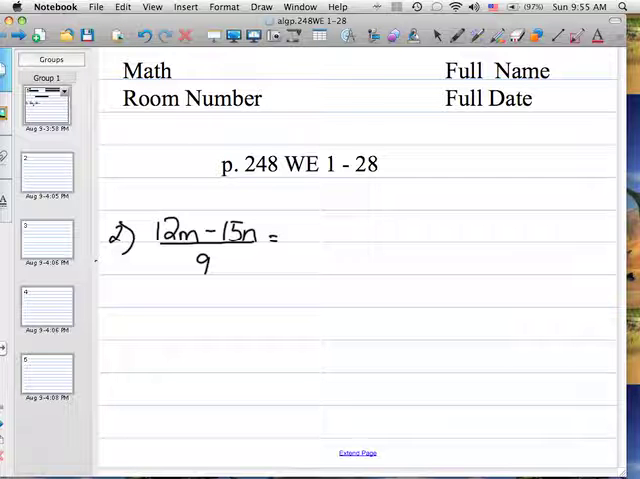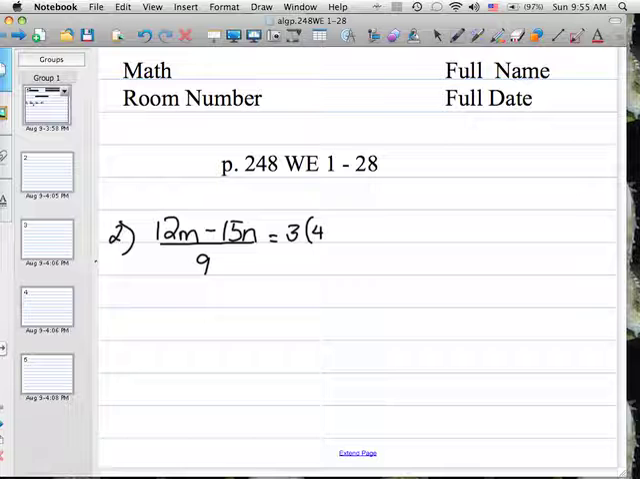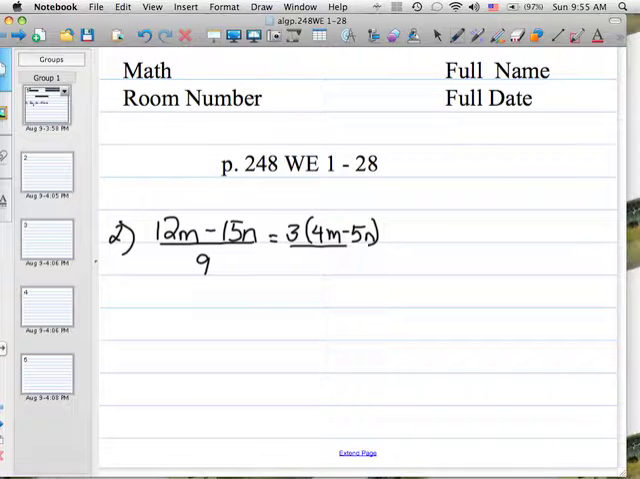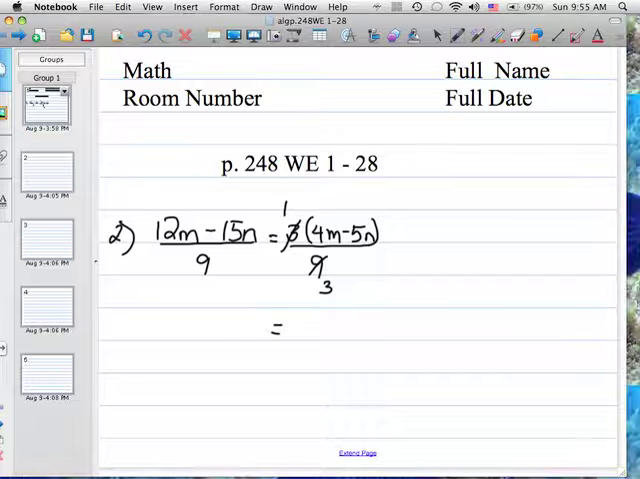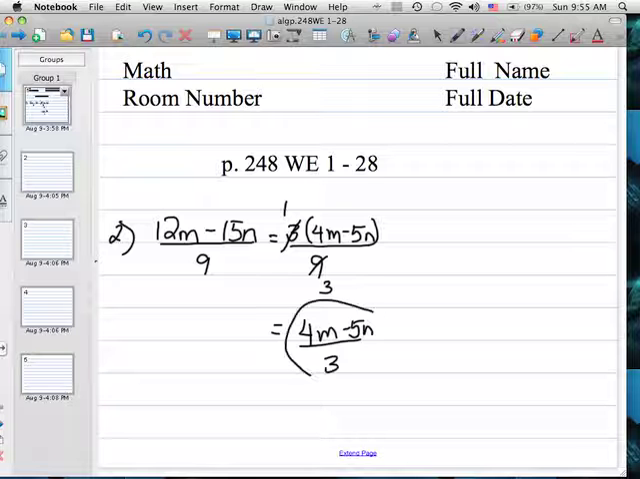We can pull out, you have to pull out your greatest common factor. You can take out a 3, and that leaves you 4m minus 5n over 9. So you can cancel the 3 with the 3 and the 3 with the 9. And please go down rather than squeeze it in. Your answer is going to be 4m minus 5n over 3.